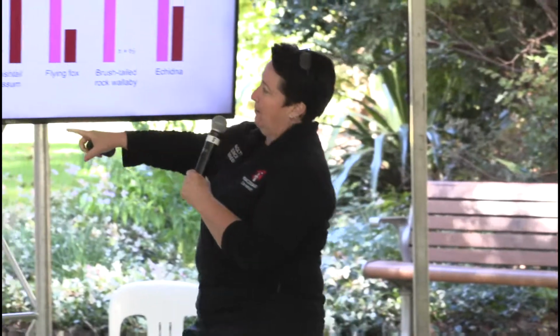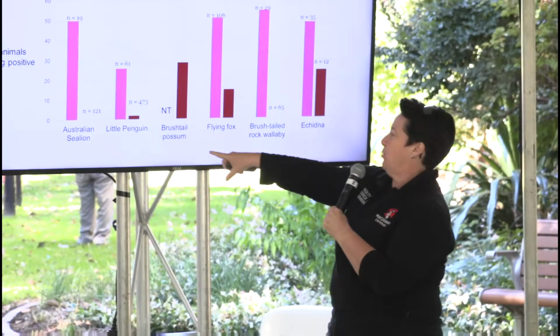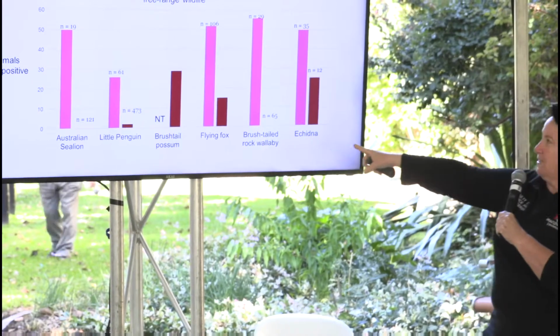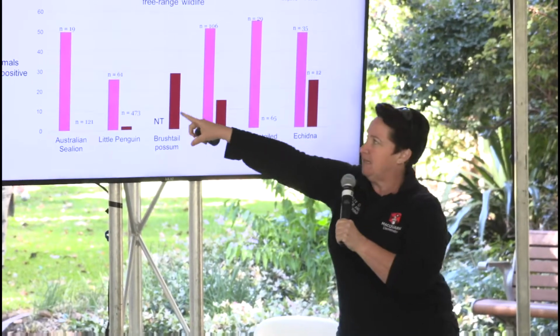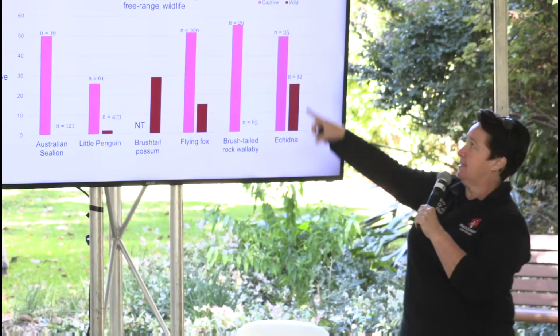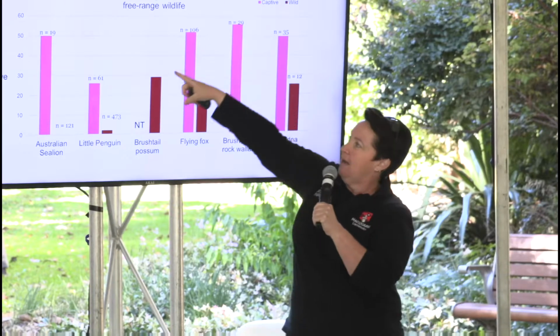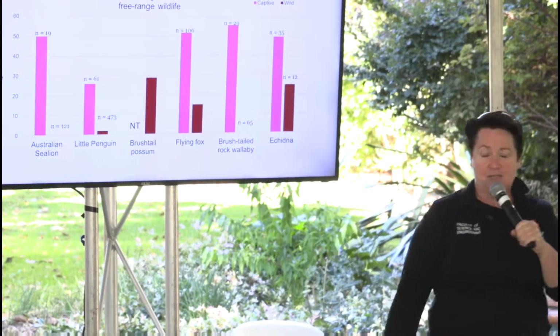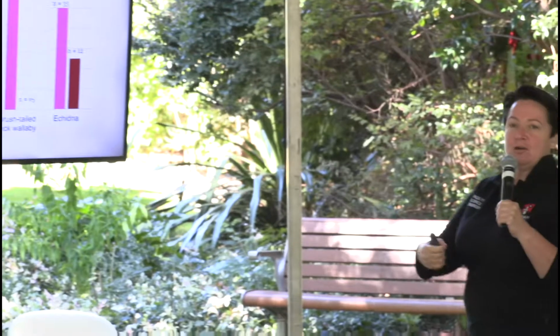We can see that in sea lions, little penguins, possums, bats, rock wallabies and echidnas across the board in captivity, they all have quite high levels of antibiotic resistant bacteria. Okay, you can see the numbers we tested up here, and some species are sitting around 50%. In contrast, you would then predict that in the wild, populations of that species that are far removed from humans may not have as high levels of what we see in captivity.